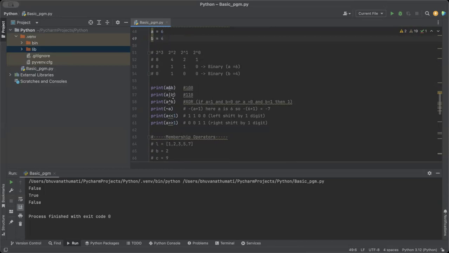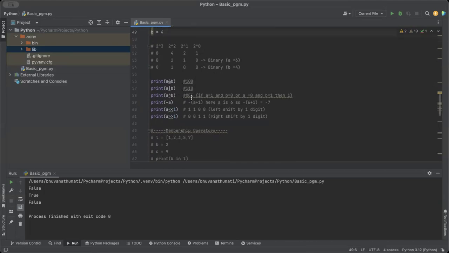For OR, any one should be 1: 0, 0, 0, 1, 0, 1, 1, 1, 1. So the output is 6. So XOR truth table is if A equals to 1 and B equals to 0, or A equals to 0 and B equals to 1. In these two combinations only, the output is 1. That is true. In other two combinations, the output will be 0.